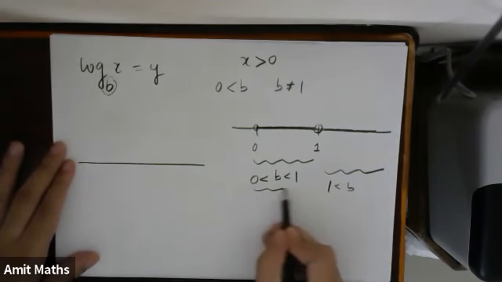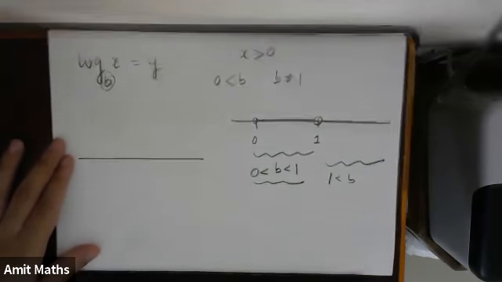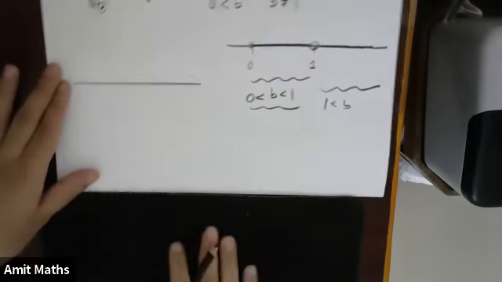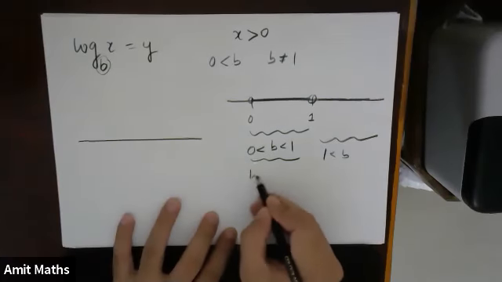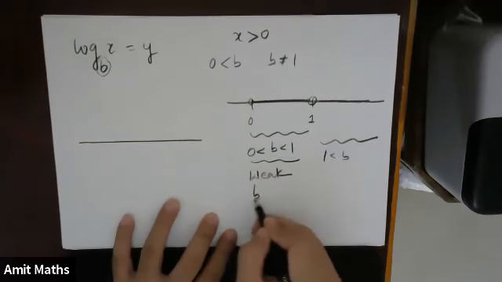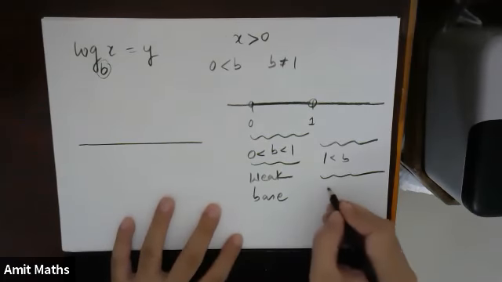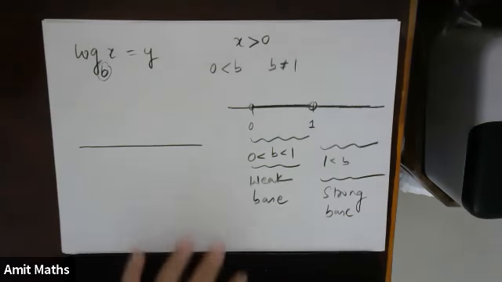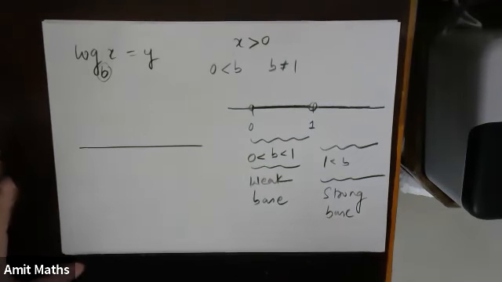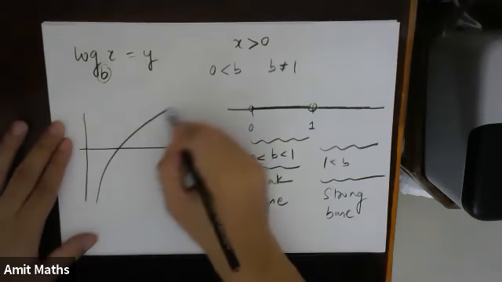Okay, so when the base is in between, this will be known as weak base. And when the base is lying in this region, this will be known as strong base. By strong base I mean whatever your normal logarithmic function will look like.